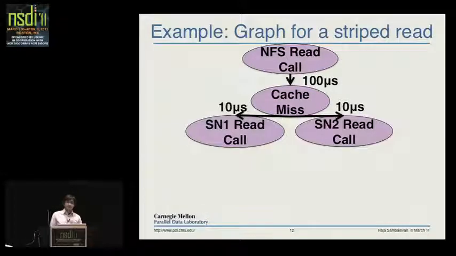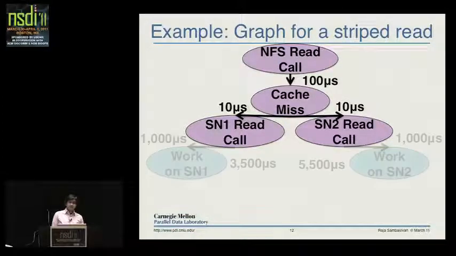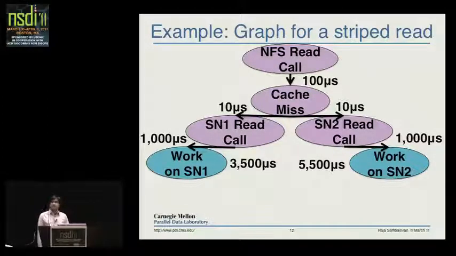Next, the NFS server would execute 2 concurrent read requests to each of the storage nodes on which the data is striped. And we see that executing these RPCs takes about 10 microseconds. And then in the graph, you would see some work done on each of the storage nodes. In a real request flow graph, additional trace points will be generated within each of these storage nodes. But I'm not showing them here just to make sure things fit on a single PowerPoint slide.